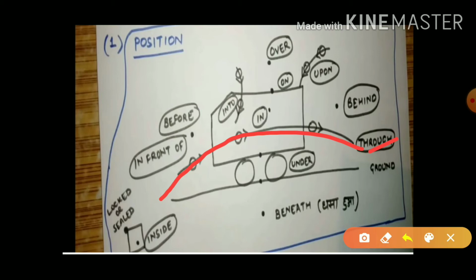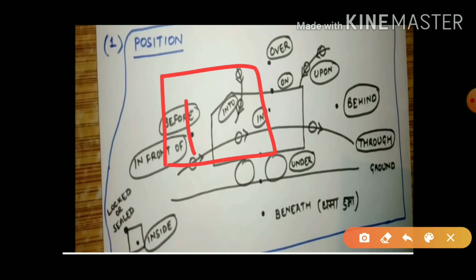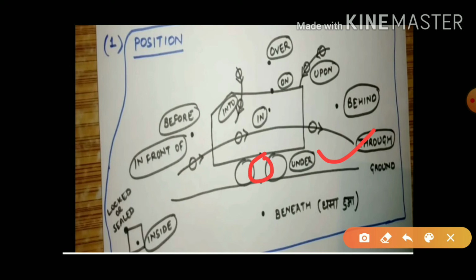Then through is used. When to use "inside"? Suppose we have a box over here and in that box we have one more box and a ball is locked in, then we will use inside. When something is in a boundary and within that boundary is something, then we will use inside. Suppose we have a ball and the ball is over here, then we will use "under". The ball is under the car.